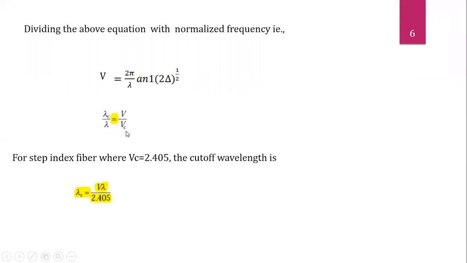So we know the value of normalized frequency at cutoff, that is 2.405. By substituting the value of Vc is equal to 2.405, we will get the cutoff wavelength lambda c is equal to V lambda divided by 2.405.